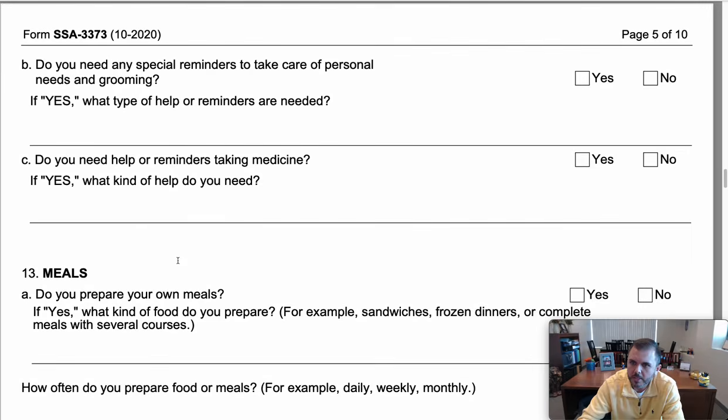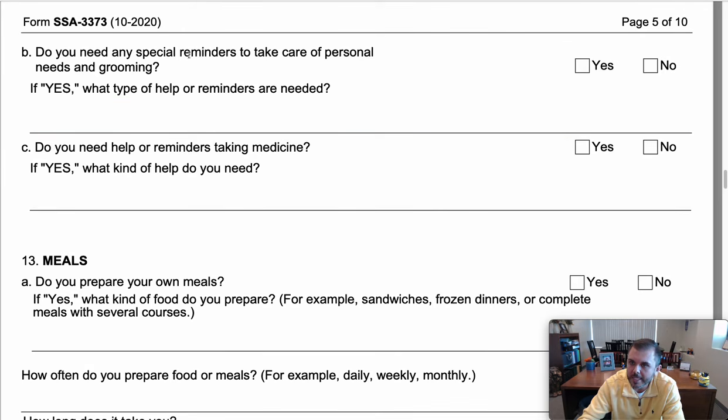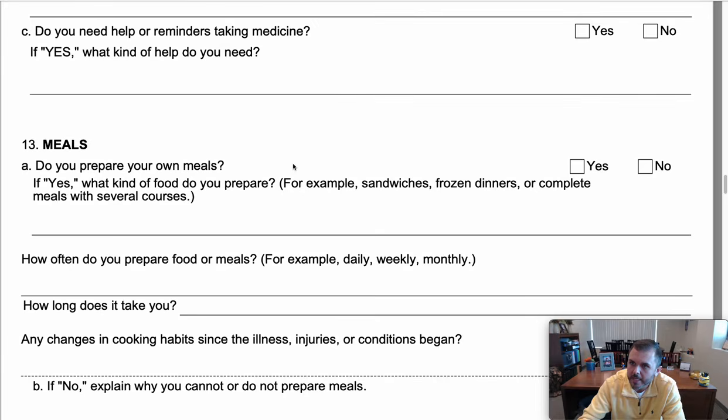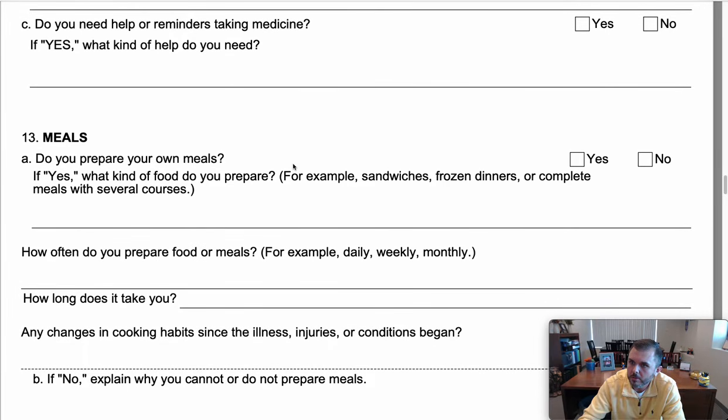Moving on to B, do you need any special reminders to take care of personal needs and grooming? If you've set a reminder on your smartphone, this is a chance to put that. Do you need help or reminders taking medicine? And I would also include the pill boxes that have Monday, Tuesday, Wednesday, Thursday, Friday. That qualifies as help. So you would want to answer yes to that.